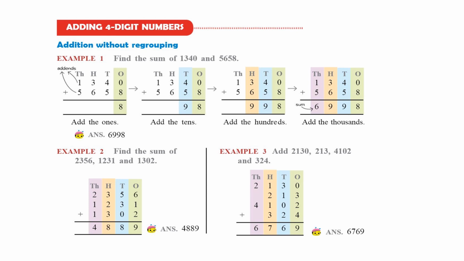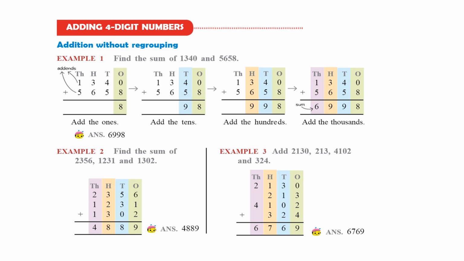Then move on to tens place. In tens place also we have 3 digits, right? First we have 0. 0 plus 3. Any number added with 0 will be the same number. So 0 plus 3 is 3. Then with that you have to add 5. 3 plus 5 is 8. So in tens place we write 8.